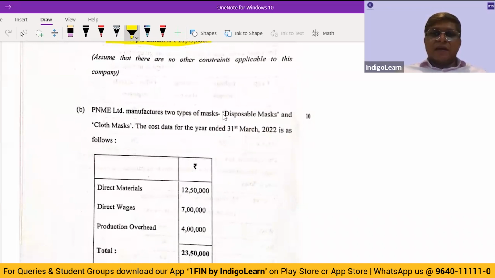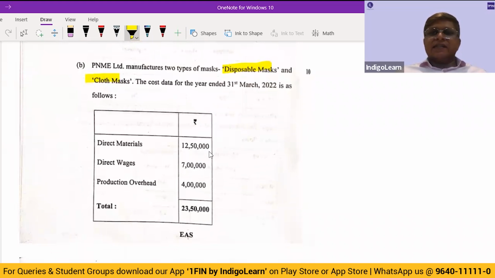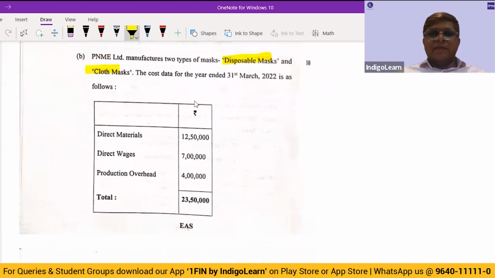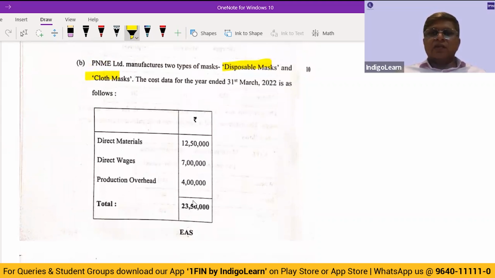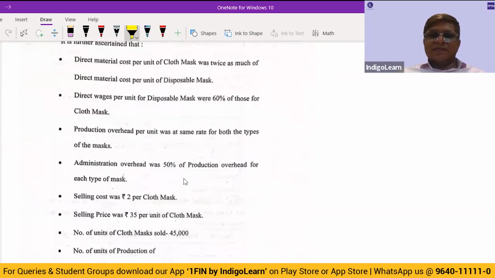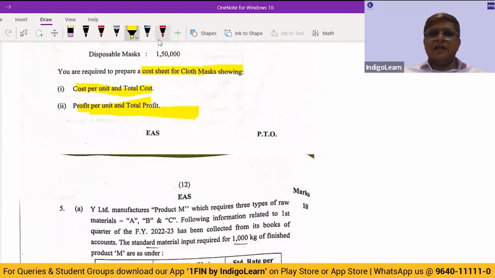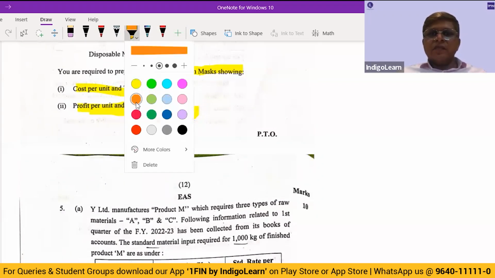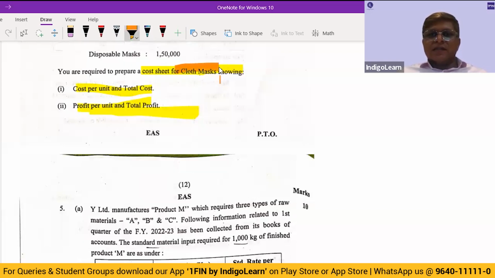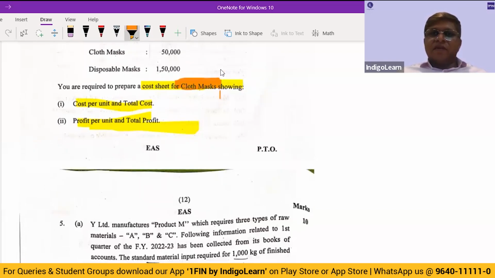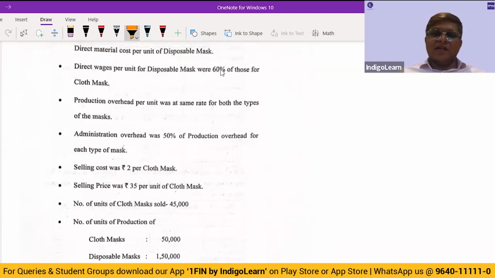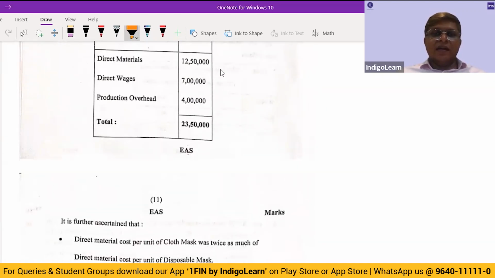The company manufactures two types of mask, disposable mask and cloth mask. Cost data for the year ended 31st March is as follows. They have given us direct material, direct wages, production overhead, total. Now, is this cost for disposable mask or for cloth mask? That we don't know; maybe they will give us further information. Why is that important? Because they are asking us to prepare the cost sheet only for cloth mask. So the total information has to be bifurcated between disposable mask and cloth mask, and then the cost sheet has to be prepared only for cloth mask.